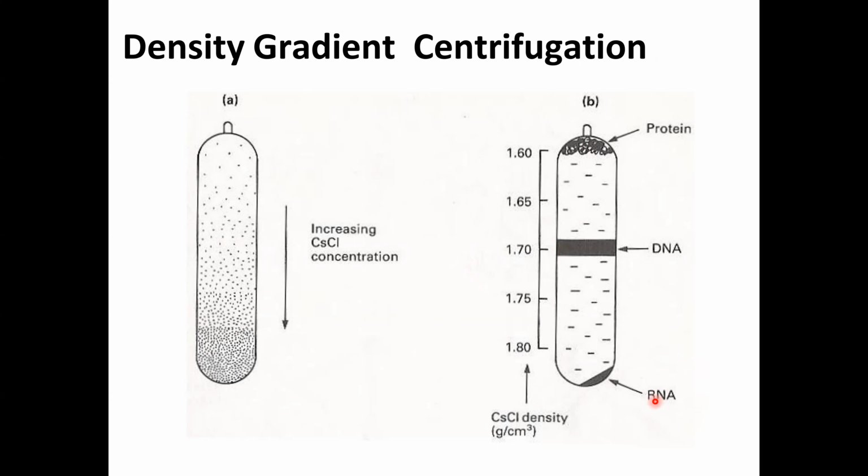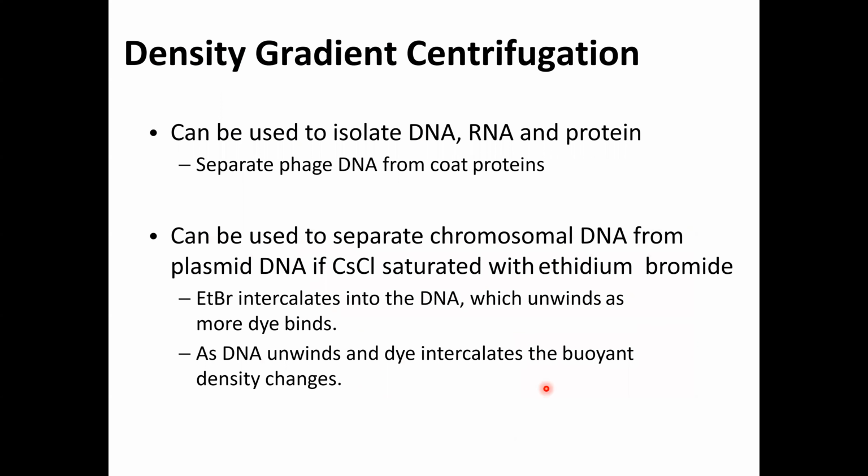Therefore, we can say that your RNA has higher density compared to your DNA, and your DNA has higher density than your protein. Density gradient centrifugation is widely used to isolate your DNA, RNA, and protein. It also separates phage DNA from coat proteins.